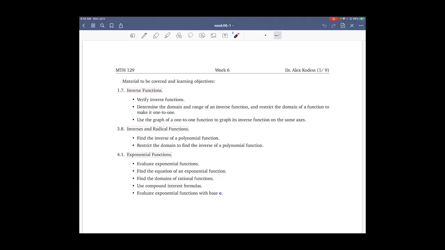Welcome to week 6 of pre-calculus. Our topics this week are inverse functions and exponential functions. So let's talk about inverse functions first.